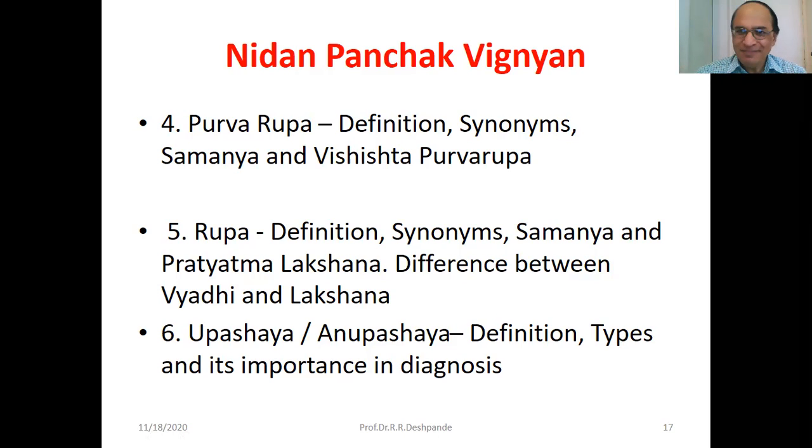Rupa, clinical features, 2 types. Rugna Samvedya Lakshana, Vaidya Samvedya Lakshana. Rugna Samvedya means symptoms which can be explained, which can be understood by the patient. And when the doctor examines, he finds something, that is signs. So the difference is symptoms and signs. Okay. Difference between Vyadhi and Lakshana. Upashaya and Anupashaya, therapeutic test to confirm the diagnosis. Definition, types and importance of diagnosis.